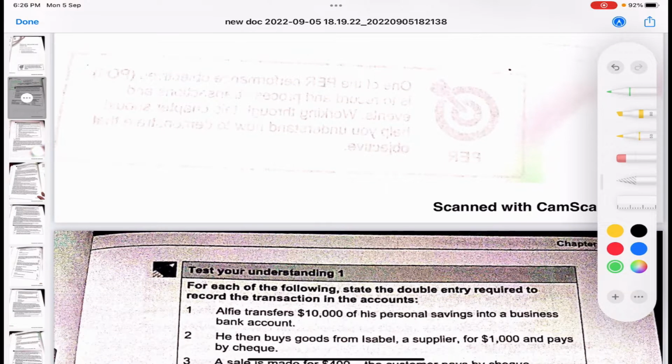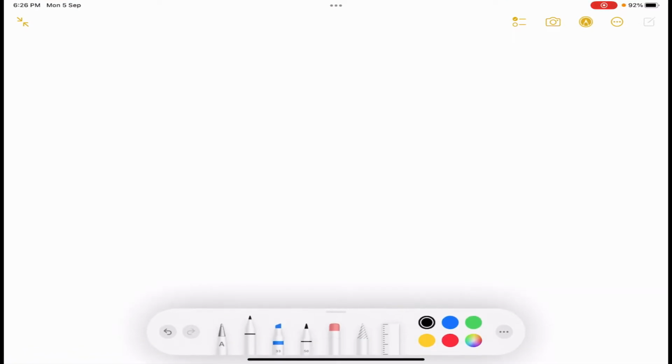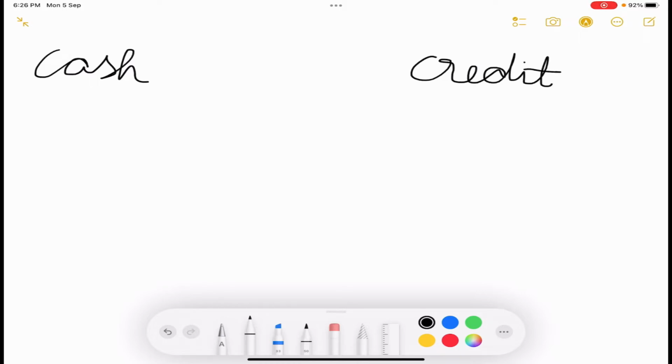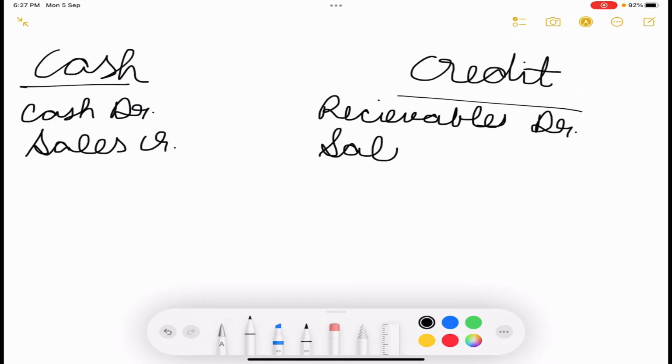Wait, I'll first explain something to you. There are two ways in which a transaction takes place, either cash basis or credit basis, right? So let's talk about sales. When there is a cash sale, what is the journal entry? Cash gets debited and sales get credited, right? And whenever we have a credit sale, what is it? Credit sale is nothing but the receivables account gets debited and sales gets credited, right?